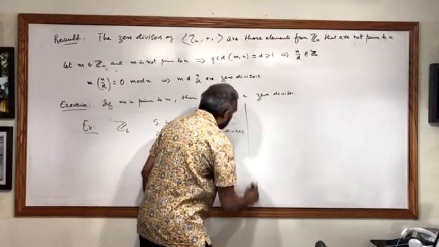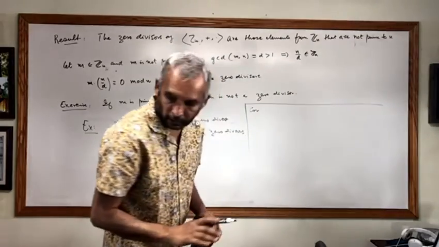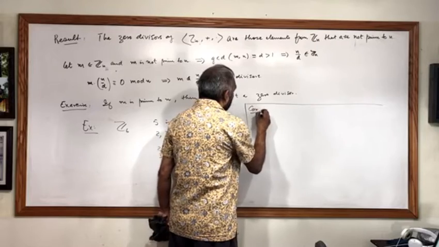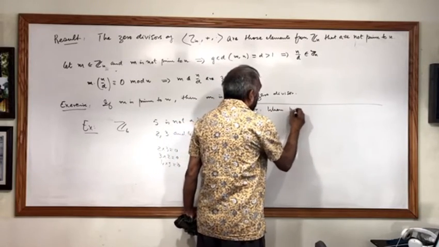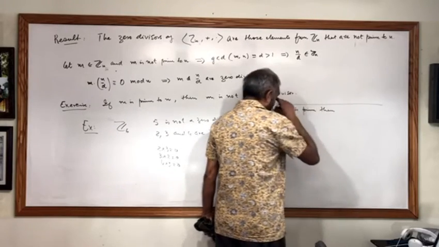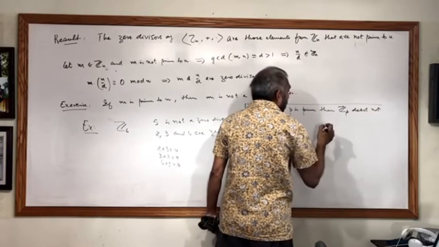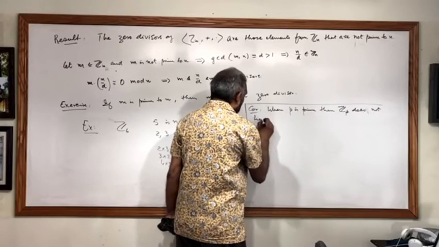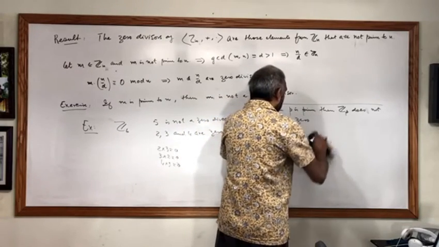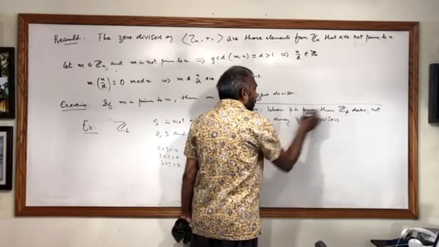There is a corollary for this result. Corollary: when p is prime, then Zp does not have any zero divisors. That is because every element in Zp is prime to p.